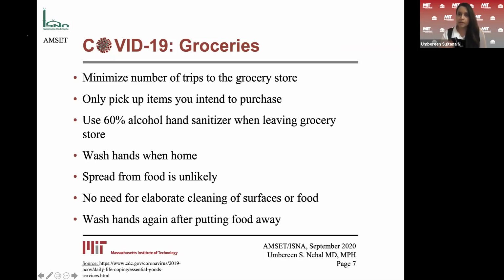When you pick up an item, only pick up the one that you plan to purchase, not just picking up and then putting it down. Bring your 60% hand sanitizer along with you and use it when you're leaving the grocery store, certainly when you get in your car. Wash your hands, making sure that you get everything, get your thumbs, wash your hands thoroughly. I'm doing it too fast right now, but make sure you cover all parts of your hand. So wash your hands when you get home.